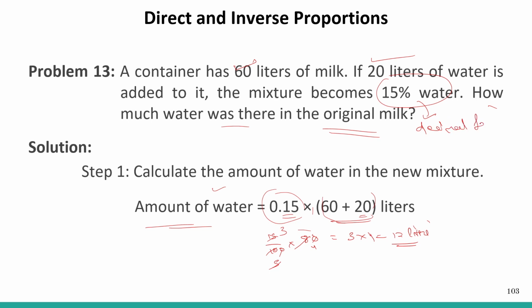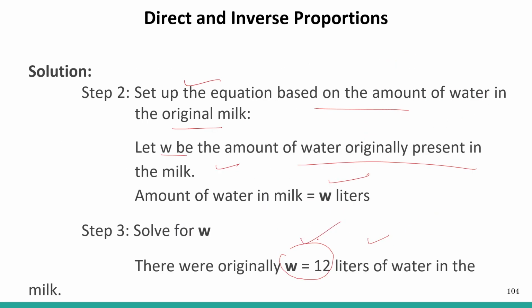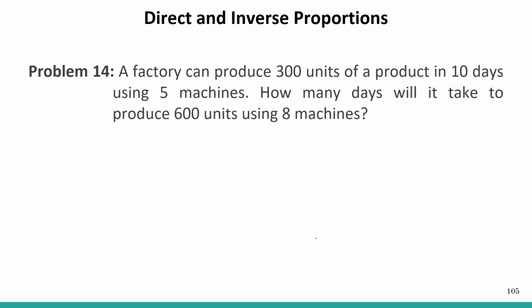In decimal form, that is 0.15, right? And what we do is we multiply it with 80. So what we are left with is 3 into 4, which is equal to 12 liters. So we evaluated W is equal to 12 liters of water. So let's see problem number 14.